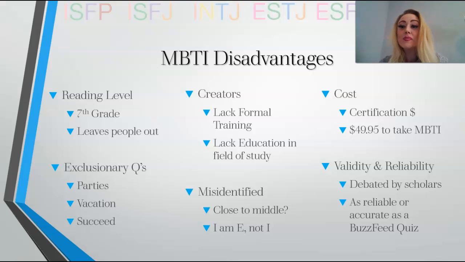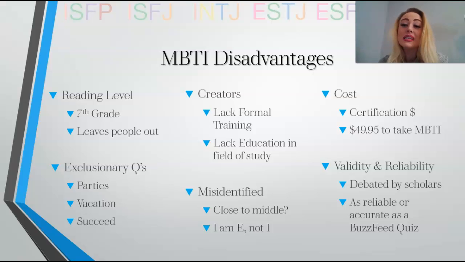The MBTI's publishers say the questions are appropriate for anyone who can read at the 7th grade level, but that leaves out much of the world's population, and the questions are exclusionary in their content and framing. They involve making decisions about what to do at parties, talk to everyone or just one person, how to plan a vacation ahead of time or at the last minute, or how to succeed at an office job or at school. The scenarios they depict are not always relatable. Many people have never had the money, the leisure time, or the opportunity to make these kinds of decisions.